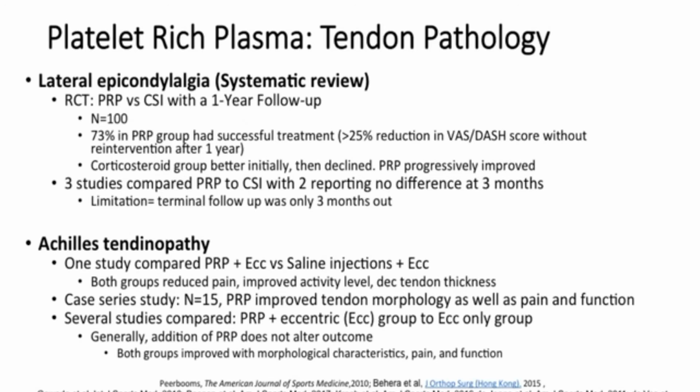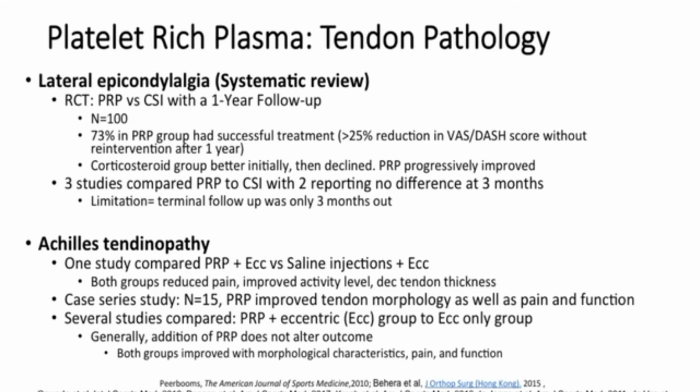Moving on to lateral epicondylalgia, a systematic review of randomized controlled trials showed that 73% of people in the PRP group had successful treatment compared to corticosteroid injection at a 1-year follow-up. Successful treatment was based on a greater than 25% reduction in VAS and DASH score without re-intervention after 1 year. In this study, the corticosteroid group was better initially and then declined, and the PRP group progressively improved. 3 studies compared PRP to corticosteroid injection, with 2 reporting no difference at 3 months.